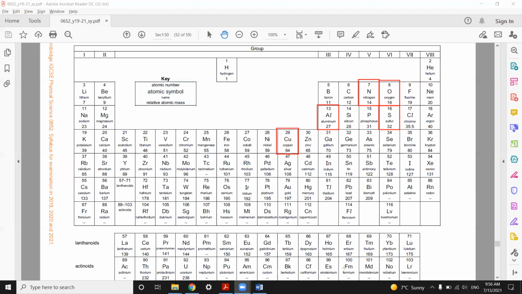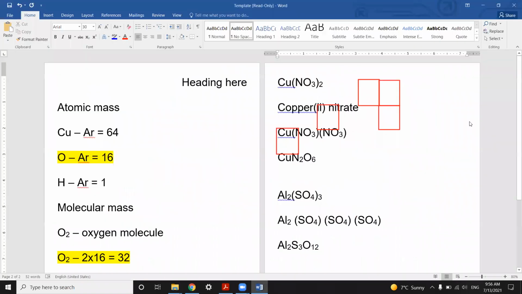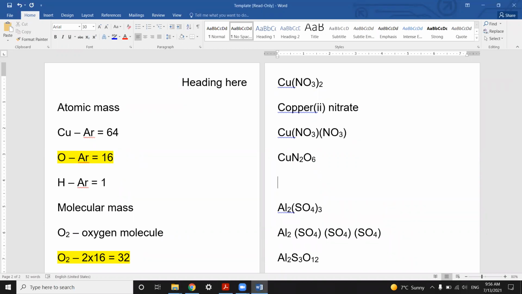Cool, Dodger's done. Laura's done, good. Inesh is done, Mia's good, excellent. So we can go back then and have a look. So just quickly walk me through copper nitrate. How do we go about that? Mia, you can try this one. You haven't done one yet.